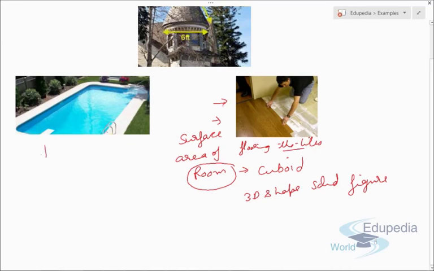Now let's discuss the example of a swimming pool. This swimming pool is again in the shape of a cuboid. If you know how to find the volume of a cuboid, then you can exactly know how many cubic meters or liters of water are required to fill this swimming pool. So it is very helpful in real life if you know how to find the surface area and volumes of 3D figures. We'll discuss more about this in the coming videos.